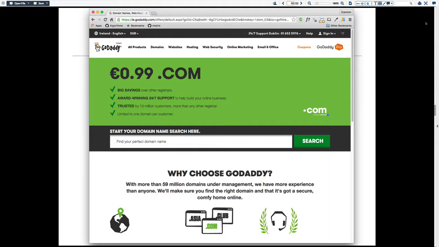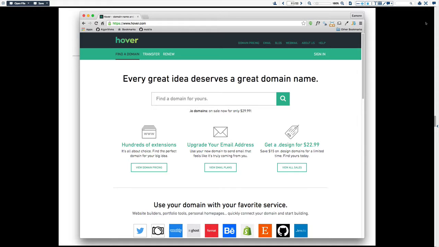And it can be very cheap. GoDaddy is a well-known one. You could have a .com domain for quite low cost. Remember, when you get a domain like this, you're renting it though, for as long as you keep up your subscriptions. You don't really buy it in perpetuity. Hover, again, another well-known and reputable DNS trader.